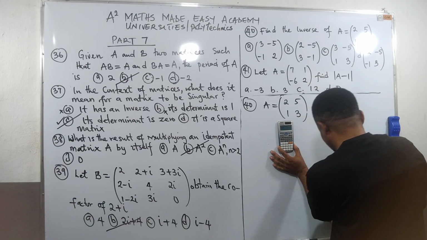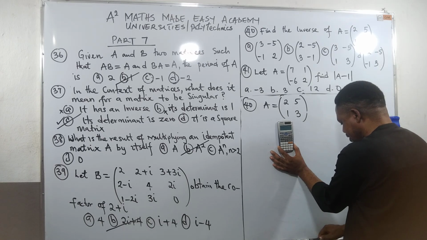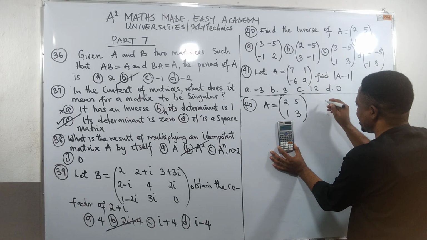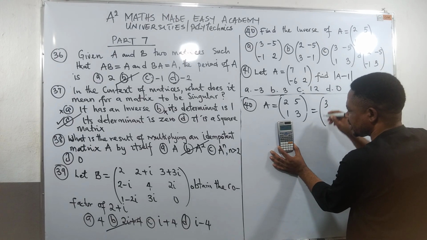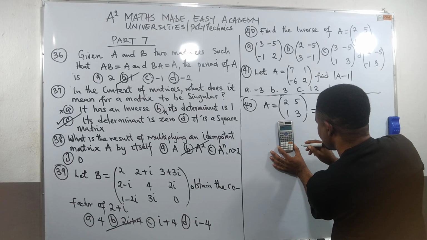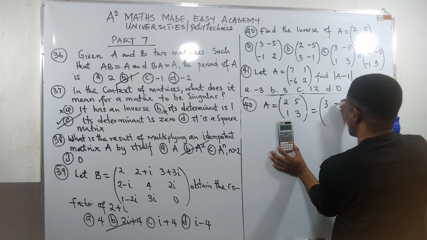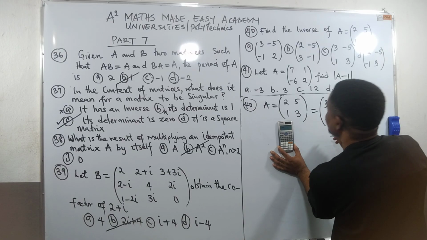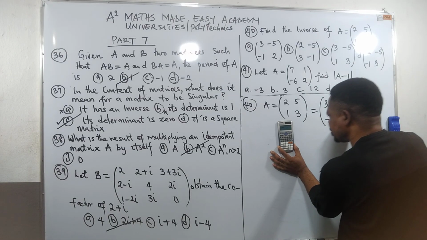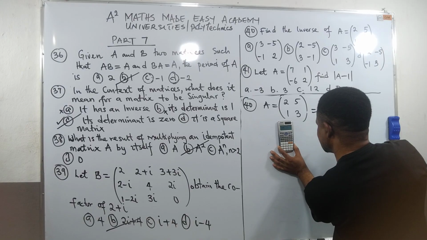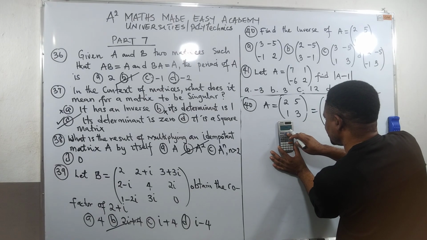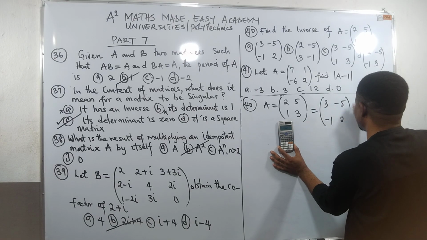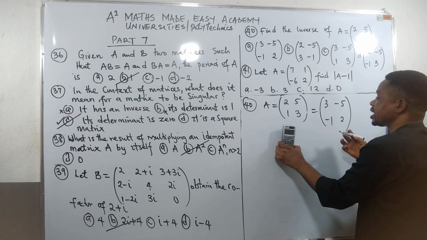Wow. The first answer is 3. The first answer is what? 3. What did I say? The first answer. Look at it here. The first answer is 3, followed by minus 5. Are you there? Followed by minus 1. And finally 2. So this is the correct answer. Are you there now? Wow, God is wonderful. Now watch. That is the answer. Very simple.